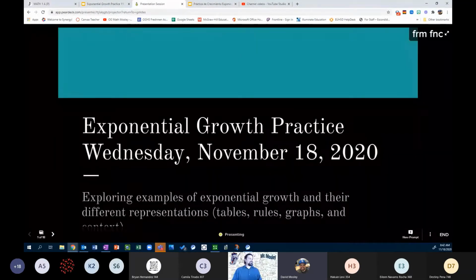We get started. All right, so this is our exponential growth practice for today, which is Wednesday, November 18th, 2020. We'll be exploring examples of exponential growth and their different representations: tables, rules, graphs, and context.